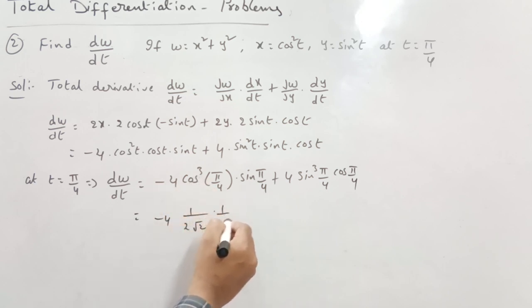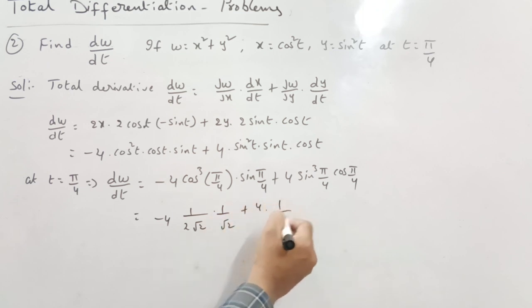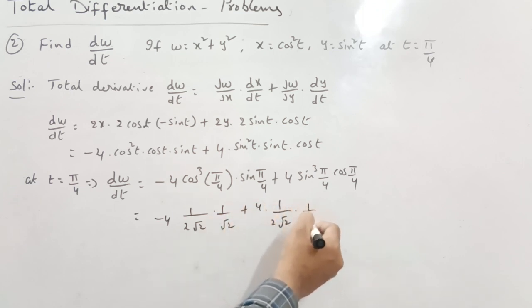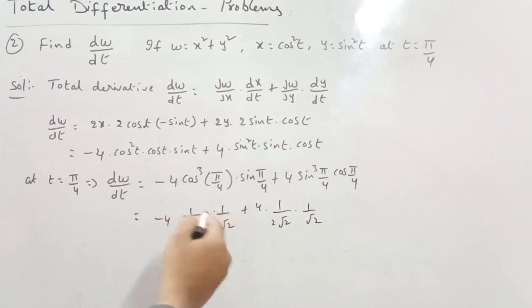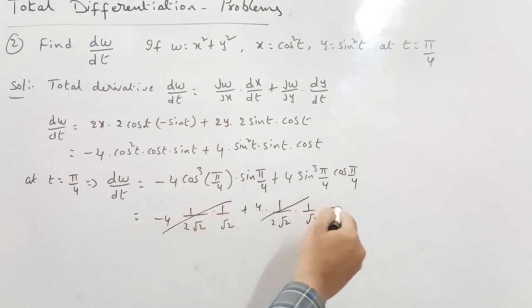Sin 45 is how much? 1 by root 2. 4 into 1 by 2 root 2 into 1 by root 2. So minus and plus get cancelled. You get the answer as 0. Understand? Very important problem. This problem came for 7 marks in the previous year question paper. These all problems are previous year question paper questions only.